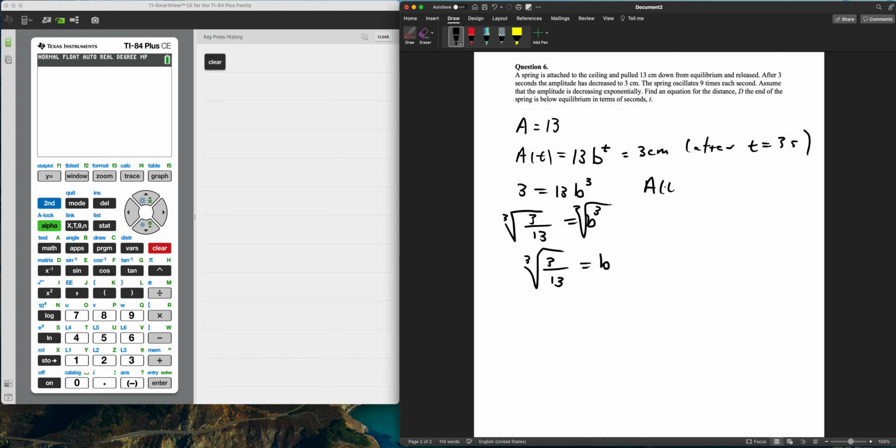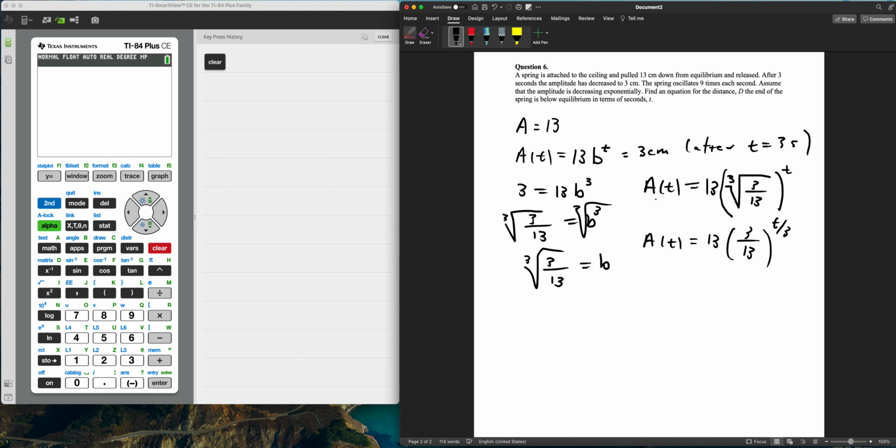So our A of t function looks like 13 times the cube root of 3 over 13, raised to the t. You can also rewrite that as A of t is equal to 13 times 3 over 13 to the t divided by 3. So that's our amplitude function.